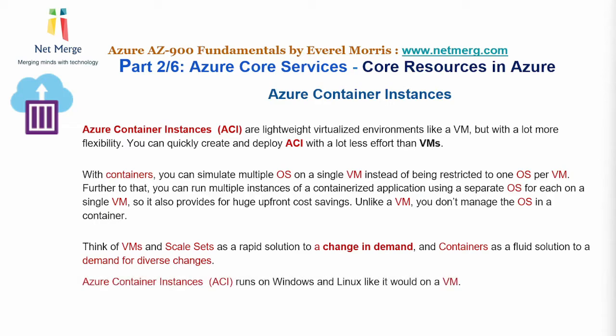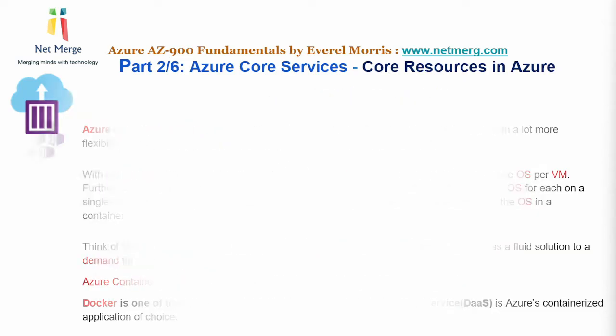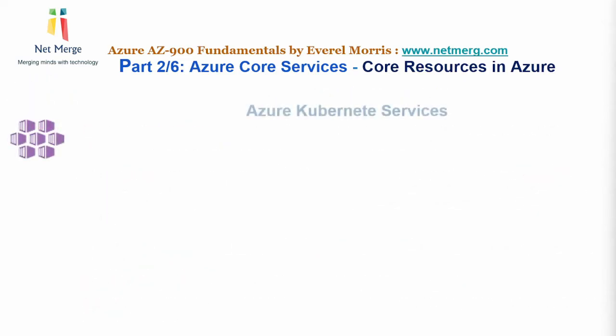Now, Azure Container Instances run on Windows and Linux alike, and you understand that they both would be using the VM. Now in Windows, Docker is one of the most popular container engines, and the Docker engine is what Microsoft uses, Docker as a service, in Azure to do their containerized application services. It is your containerized solution of choice in Azure. So remember that, understand Docker and Docker instances.